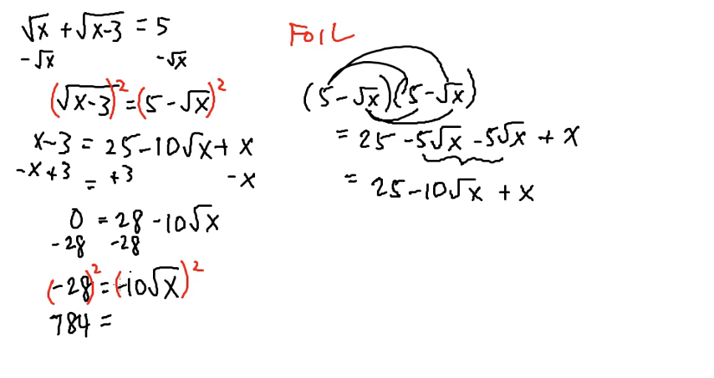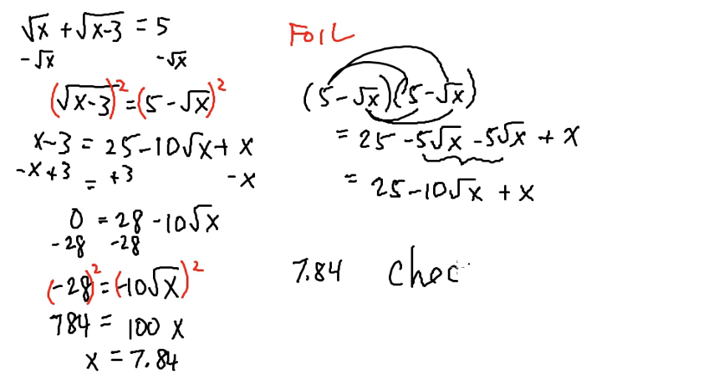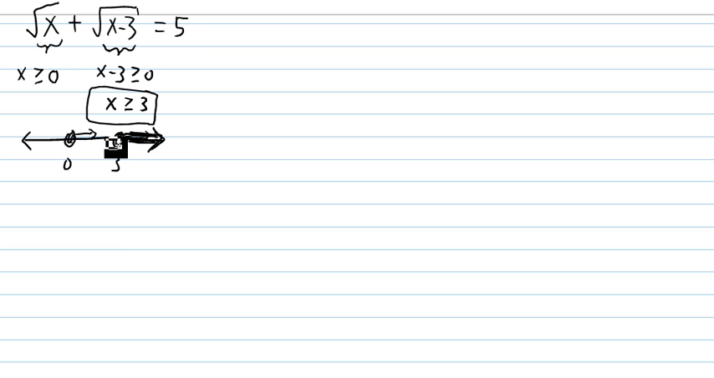The right-hand side, this is negative 10 times negative 10, which is 100. And then root x times root x, which is x. So dividing both sides by 100, you get 7.84. So my answer is 7.84. So we must check. Check for extraneous roots. Now notice that 7.84 satisfies this restriction, because 7.84 is greater than or equal to 3, so that's fine. But we need to check it.